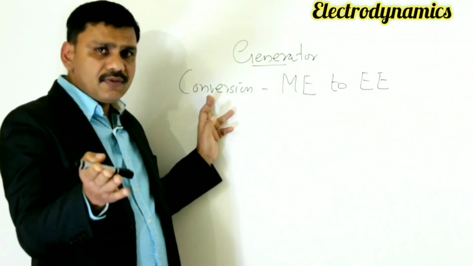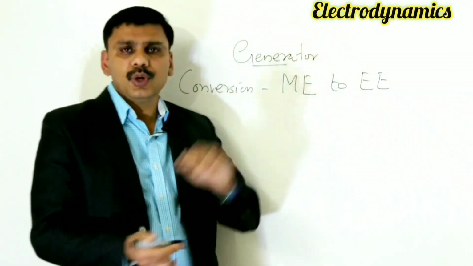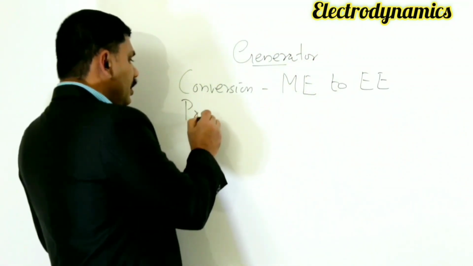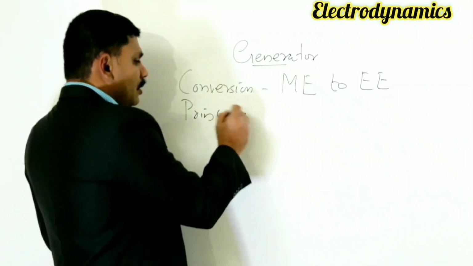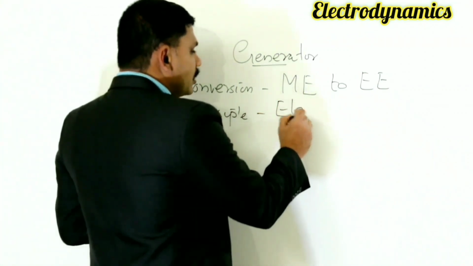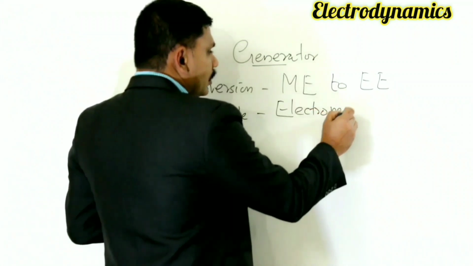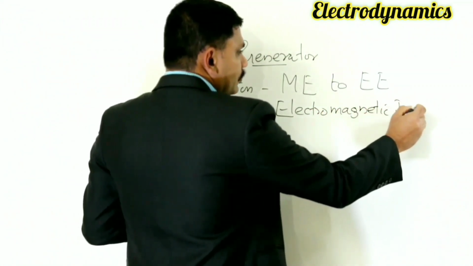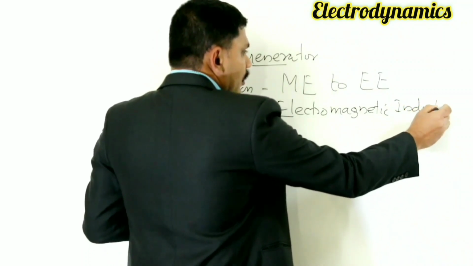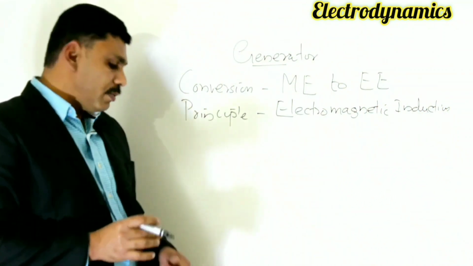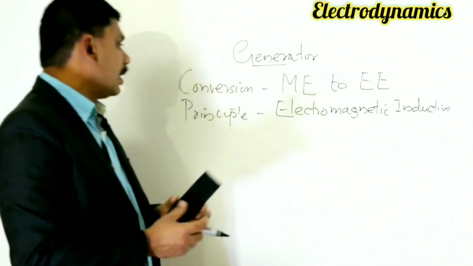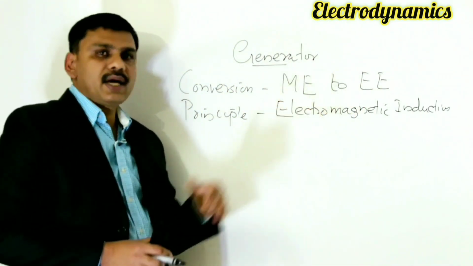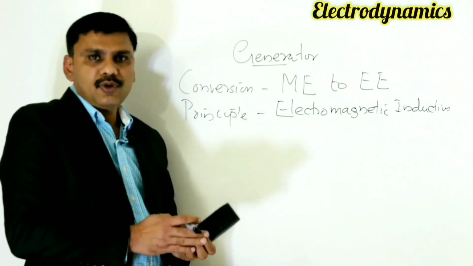What type of energy conversion is there? Mechanical energy to electrical energy. Then the principle, which many questions ask: the principle is electromagnetic induction. So the conversion is mechanical energy to electrical energy, and the principle is electromagnetic induction. So what is the principle?